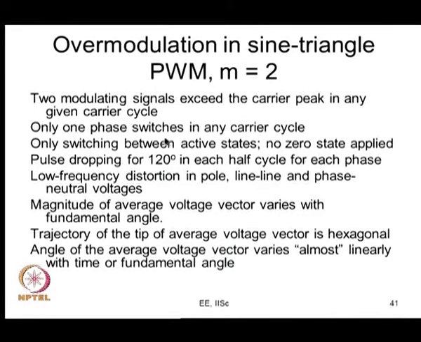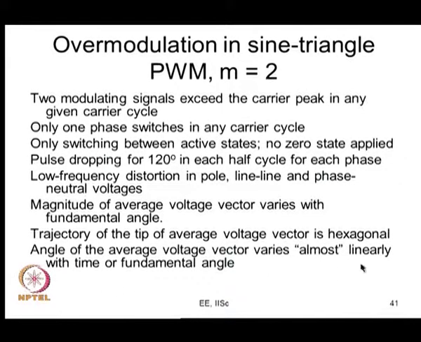This is switching between the two active states. So, no 0 state is applied. Pulse dropping for 120 degrees in each half cycle for each phase. You have a high low frequency distortion and the magnitude of the average voltage vector varies, but now the trajectory of the tip of the average voltage vector is a hexagon. But you still find that the angle of the average vector is almost linear with time on the fundamental.